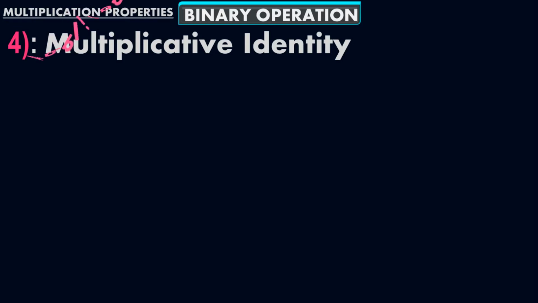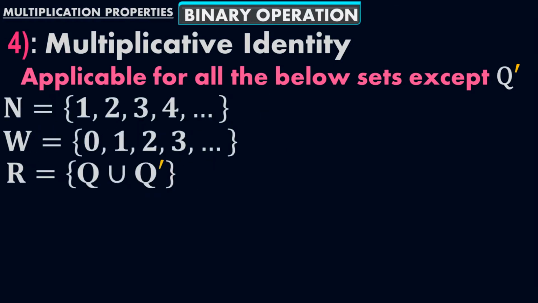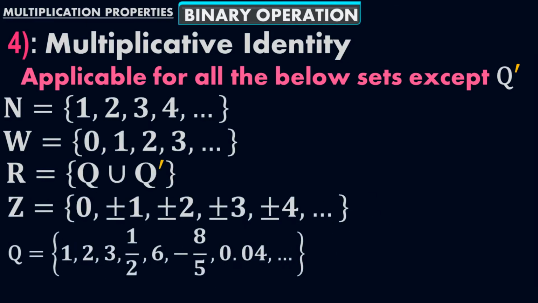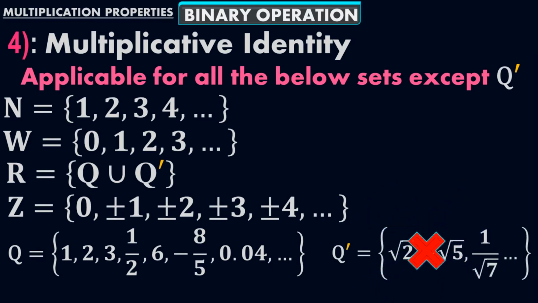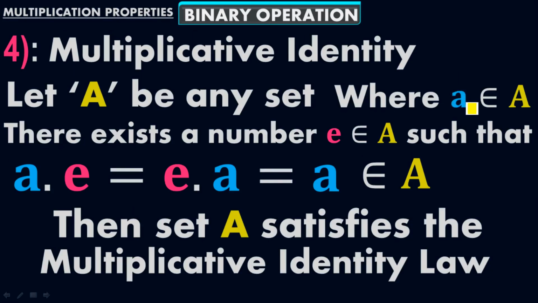Multiplication identity is applicable for all the below sets except Q prime, which is the set of irrational numbers. So it can be a set of natural numbers, whole numbers, real numbers, integers, or rational numbers, but it cannot be a set of irrational numbers. We have used the multiplication binary operation here. Look, we have no issue with a. a can be any element from any set, but we have a problem here with E.